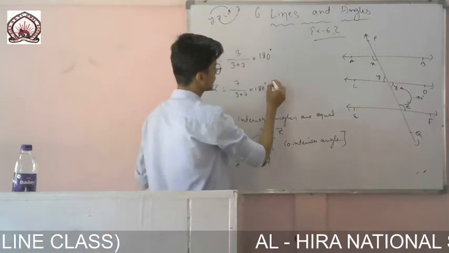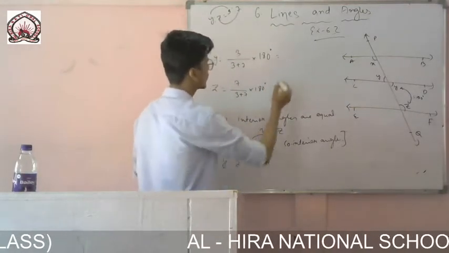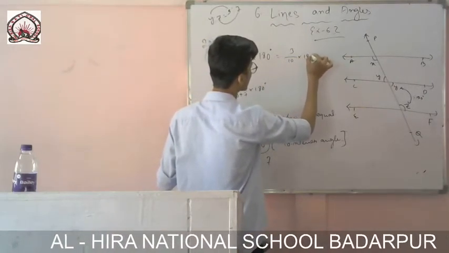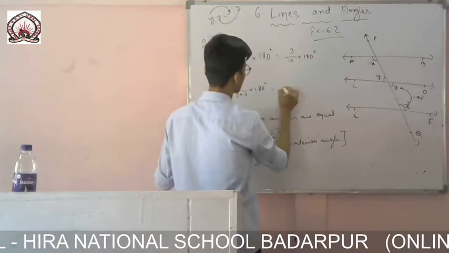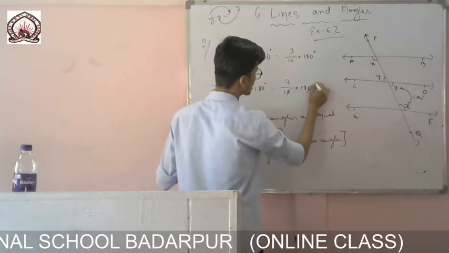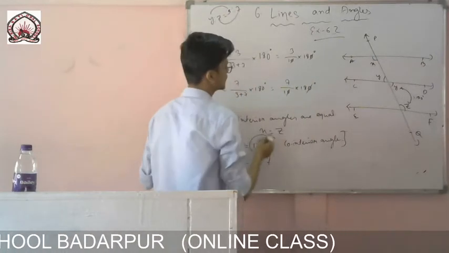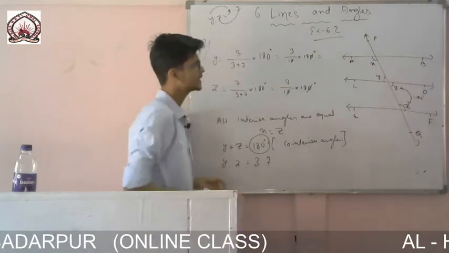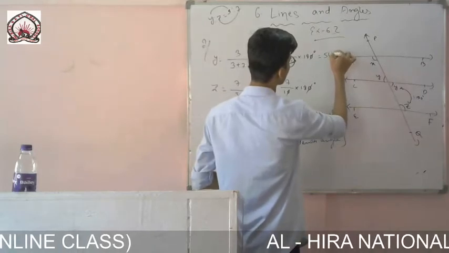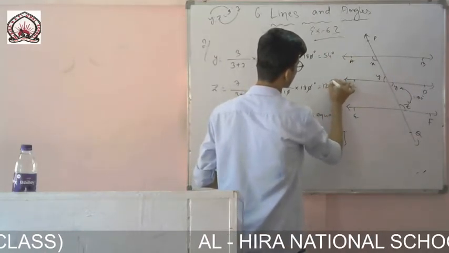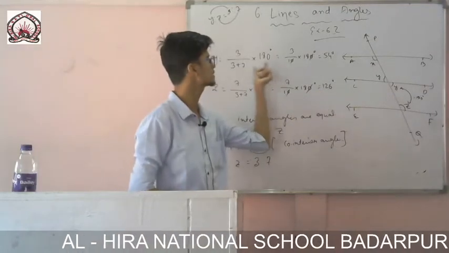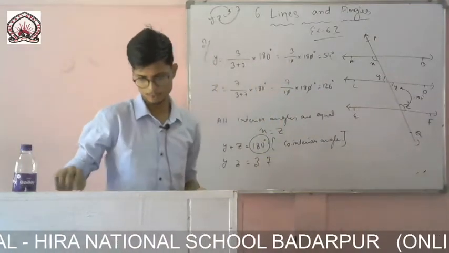Okay, now let me solve it. So it will be 3 by 10 into 180 degrees, and there it will be 7 by 10 into 180 degrees. So the zeros cancel. So they are left 18 into 3 and 18 into 7: 54 degrees and 126 degrees. So I have got the values. z is equal to 126 and y is equal to 54 degrees.